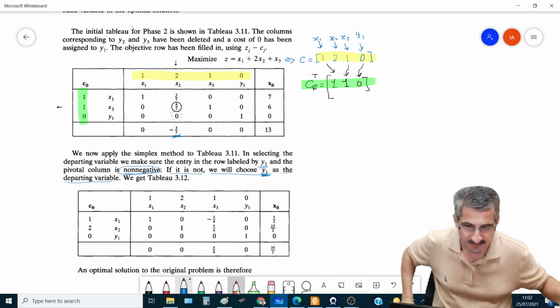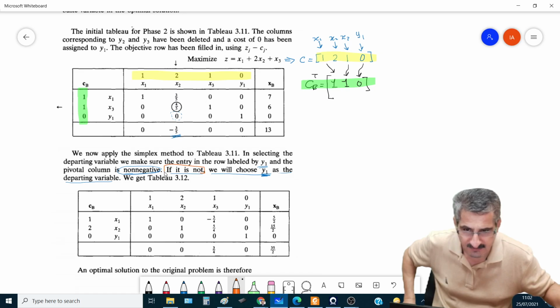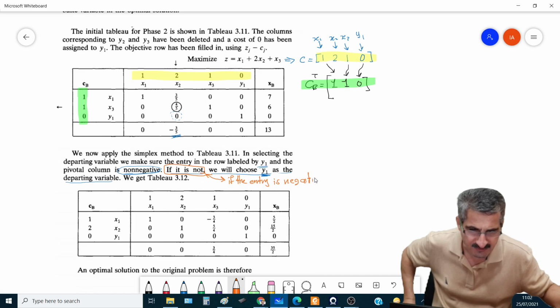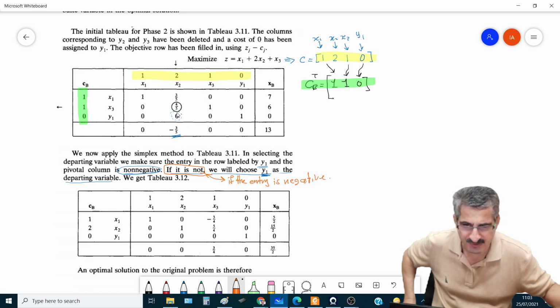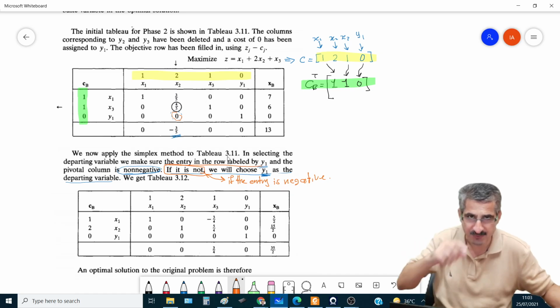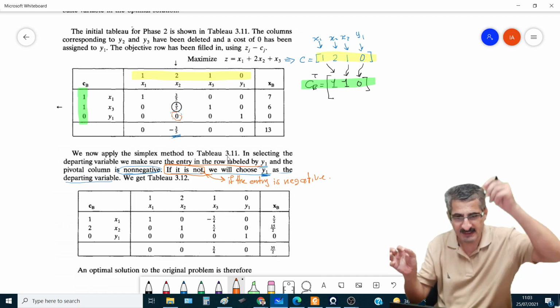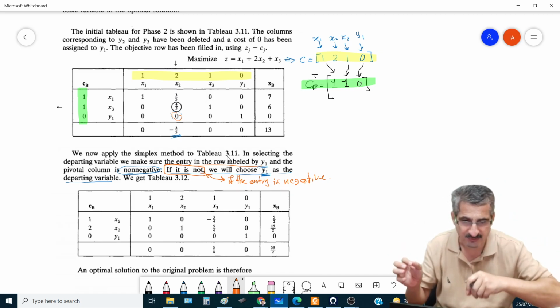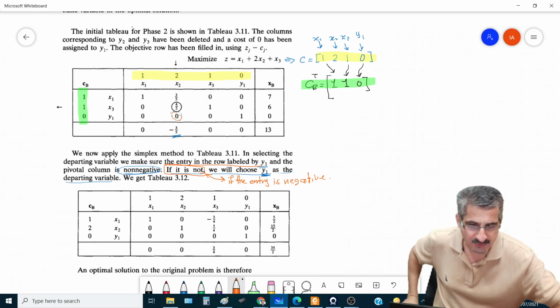So this means if the entry is negative. Which entry? This entry we're talking about here. So the entry in the row labeled by y1, the row of y1, and the entering column. Okay. So pivoting.